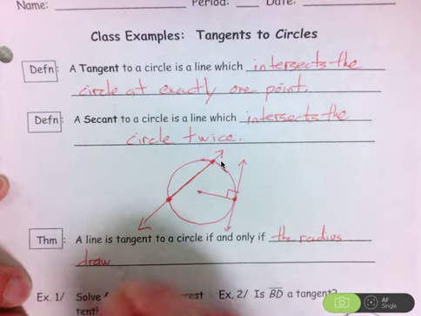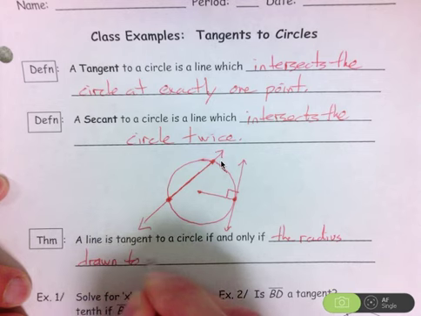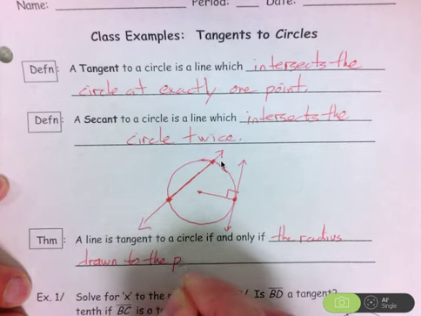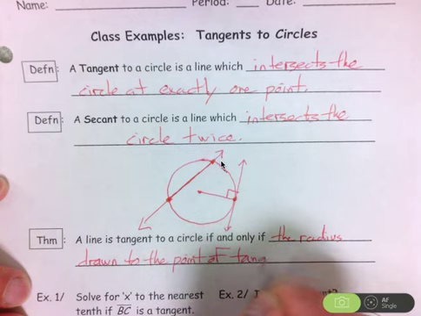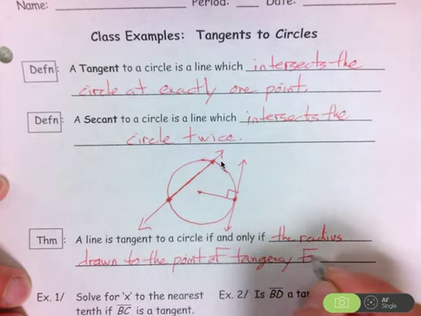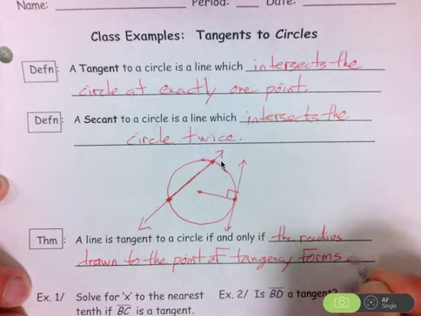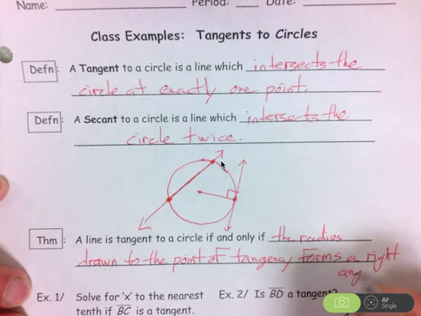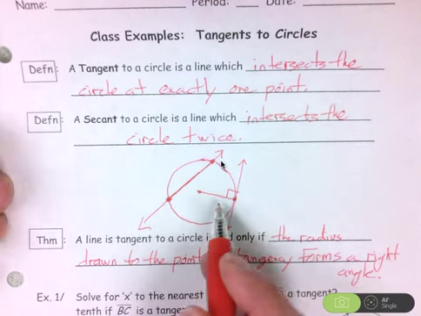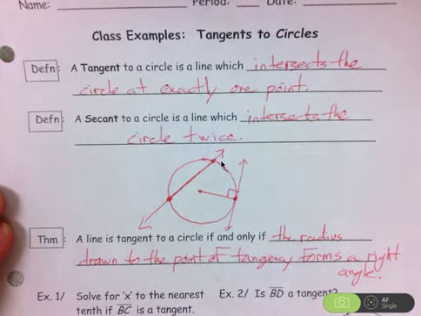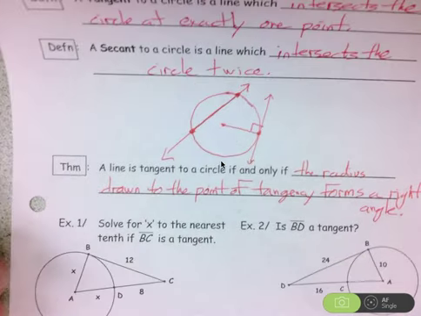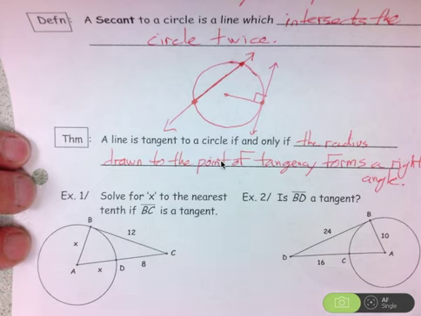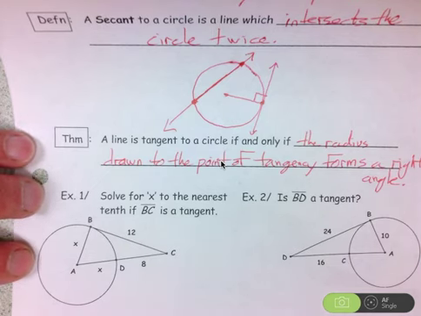So the radius drawn to the point of tangency forms a right angle. So they have to be perpendicular. So what does that mean? What that means is we can get all kinds of crazy things like congruent triangles. We can get right triangles.